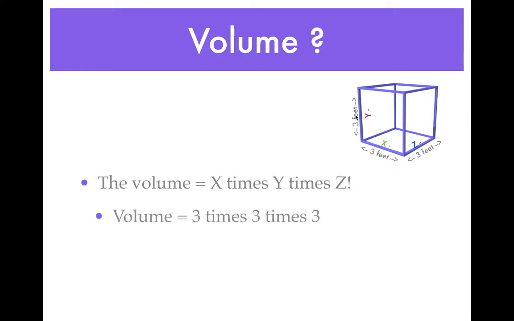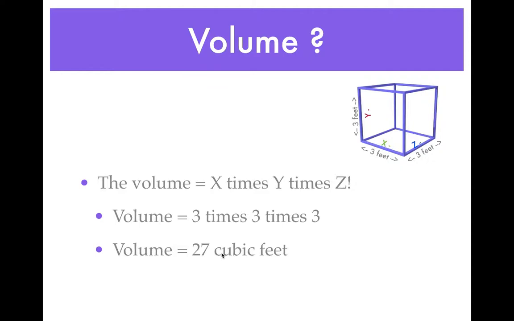The volume is 3 times 3. I'll give you a second. Yep, 9. 3 times 3 is 9. And then times 3 again. And 9 times 3, I don't have enough toes. There we go, 27. 3 times 3 is 9. 9 times 3 is 27. So the volume of our 3 foot by 3 foot by 3 foot cube is 27 cubic feet.